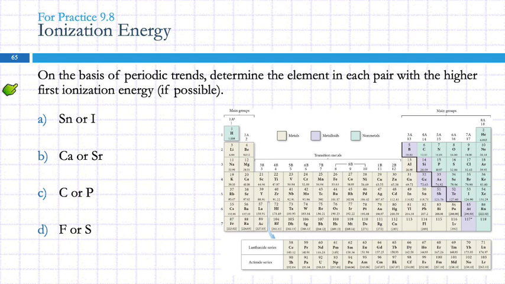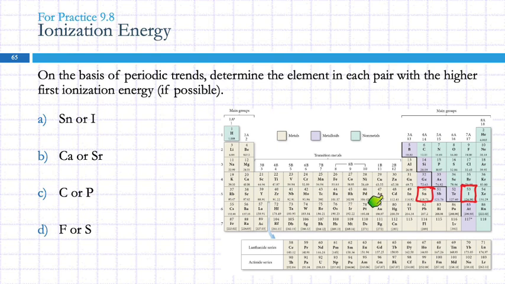So here, determine the element in each pair with the higher first ionization energy, if possible. So let's look at tin and iodine. So here's tin, and here's iodine. What I would ask myself first is, which one of those is bigger? Which element is bigger? Which atom has a larger size? Tin or iodine?